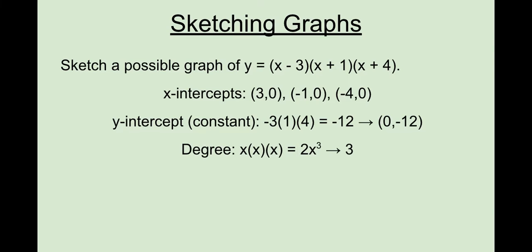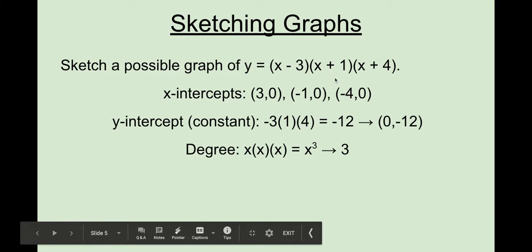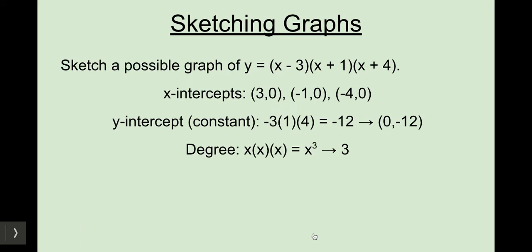Now I need the degree and the leading coefficient for the end behavior. So how do I find the degree? We take all the largest power terms in each parenthesis and multiply them together. It's just x times x times x. Oh, this should not be a 2. This would just be an x cubed. Let's change that real fast. So we should have an x cubed, and then what's the degree? 3.